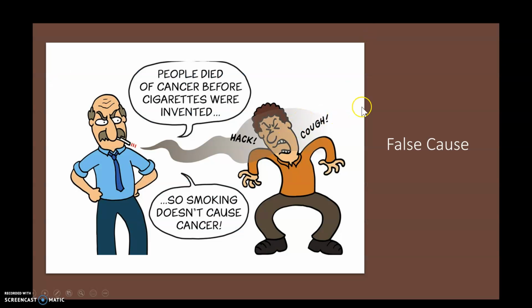False cause is kind of similar. It's when you, this is, I think, post hoc as well, when the cause fails to produce the effect. So people died of cancer before cigarettes were invented, therefore smoking doesn't cause cancer. That's obviously an error in reasoning.